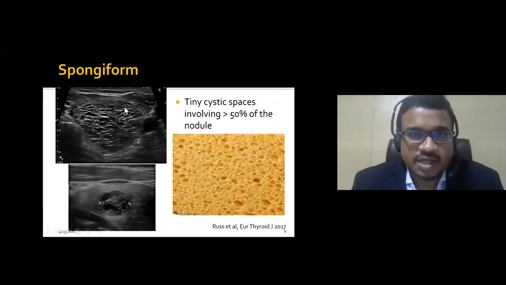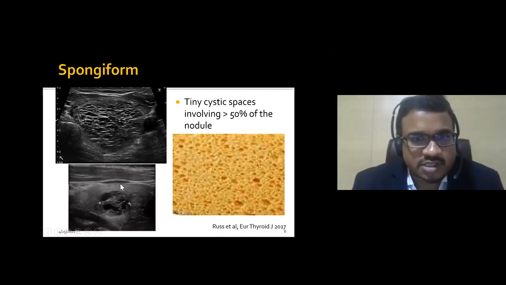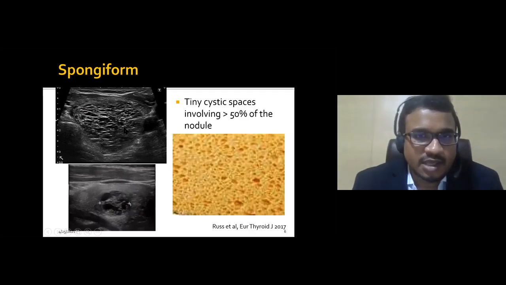Now this is a classic spongiform nodule, where you have multiple tiny cystic lesions separated by these bands, and they occupy more than 50% of the nodule. And this is one more spongiform nodule. These spongiform nodules are classically benign, and they can just be kept on follow-up.